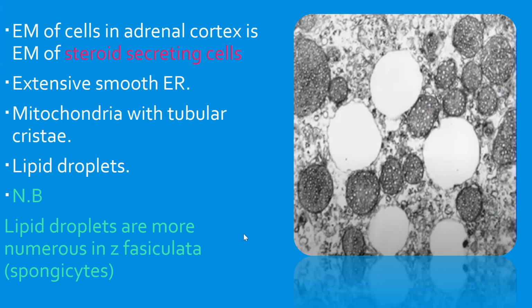The electron microscope shows that these cells meet the criteria of steroid-secreting cells, which means they have extensive smooth endoplasmic reticulum, mitochondria with tubular cristae, and lipid droplets. Note that there are more lipid droplets in zona fasciculata, which indicates that this zone of cells produces and secretes more hormones than the other two zones.